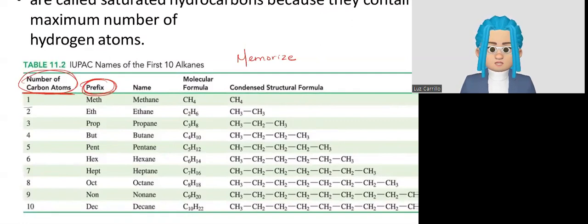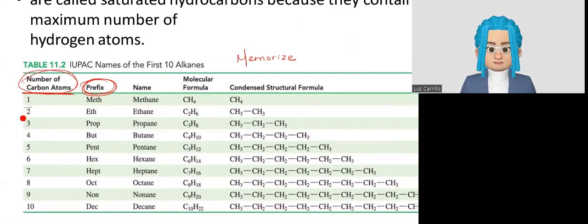So if you have an alkane that has only one carbon atom, the prefix is meth. And if it's an alkane, that's why the ending is -ane. So the simplest alkane, which is CH4, its name is methane.